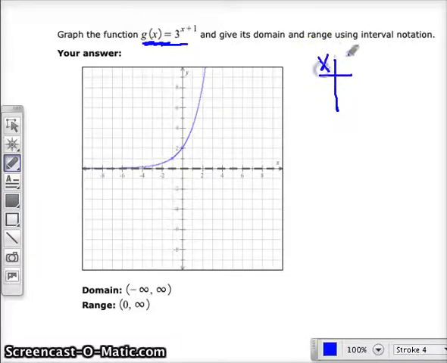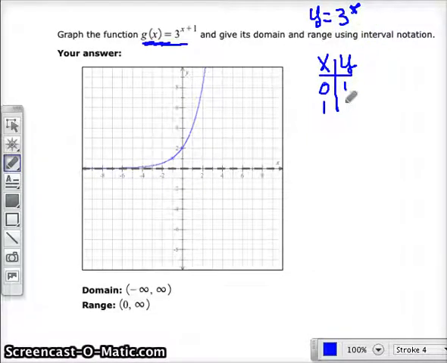All right, so we're going to pick two values, 0 and 1, okay? Now, what we're going to do is we're just going to do the parent function first. Y equals 3 to the x. We're not going to do any transformation. You agree that would be a 1, and you agree that would be 3. 0, 1, and 1, 3. Okay, now this function goes this way.